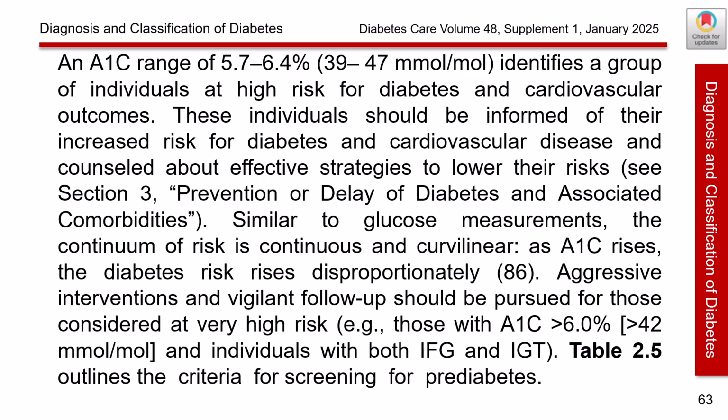These individuals should be informed of their increased risk for diabetes and cardiovascular disease and counseled about effective strategies to lower their risks. See Section 3, Prevention or Delay of Diabetes and Associated Comorbidities. Similar to glucose measurements, the continuum of risk is continuous and curvilinear. As glycated hemoglobin rises, the diabetes risk rises disproportionately. Aggressive interventions and vigilant follow-up should be pursued for those considered at very high risk, for example, those with glycated hemoglobin greater than 6%, 42 millimoles per mole, and individuals with both impaired fasting glucose and impaired glucose tolerance.